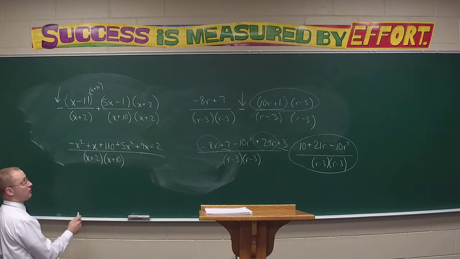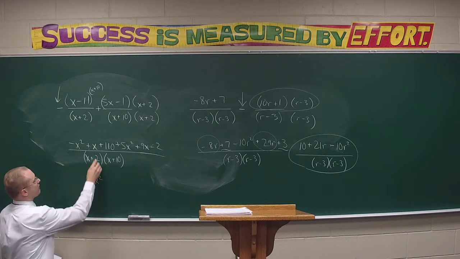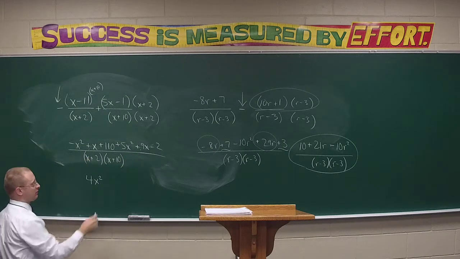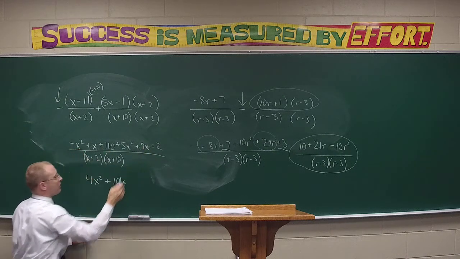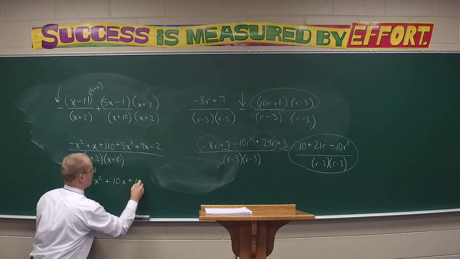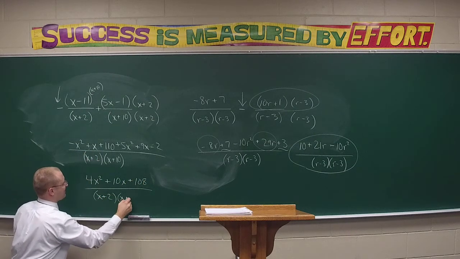Positive 4x squared. I've got an x and a 9x, 10x. I've got a 110 and a negative 2, positive 108. All over x plus 2, x plus 10.